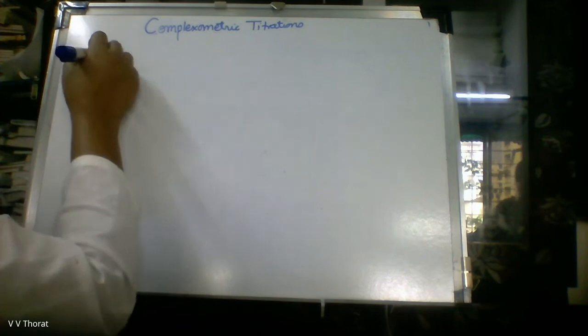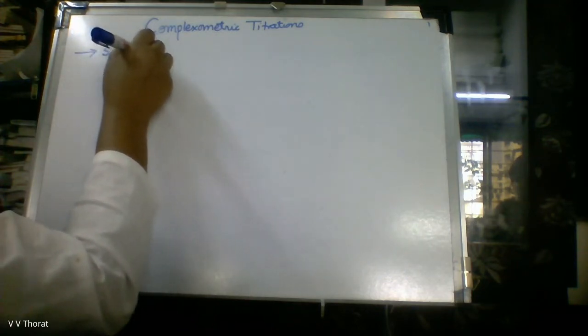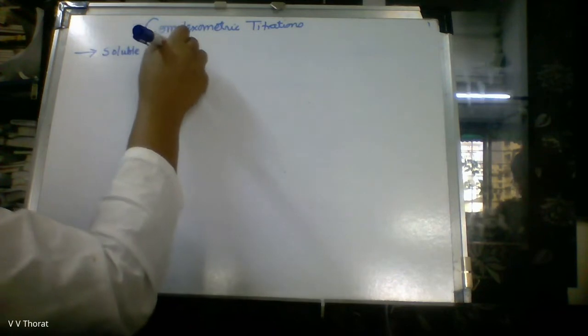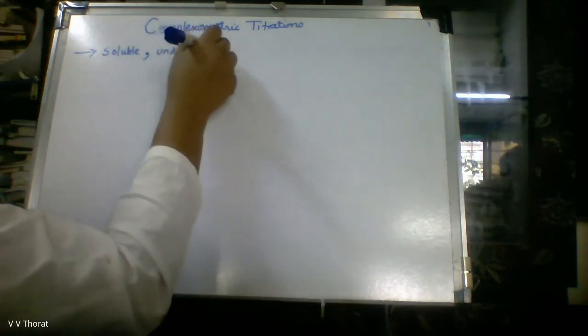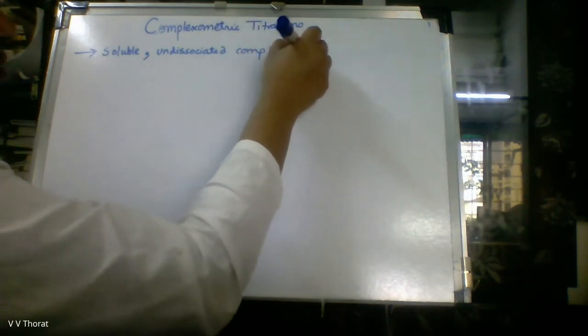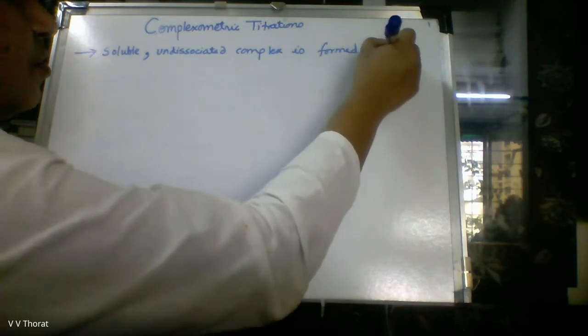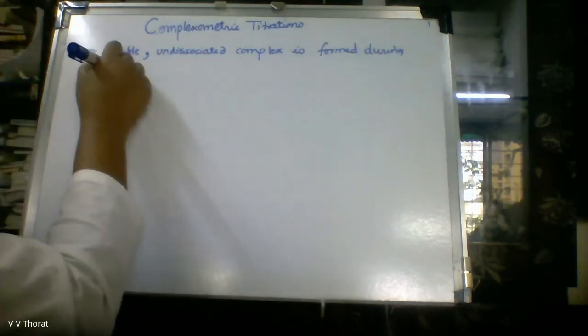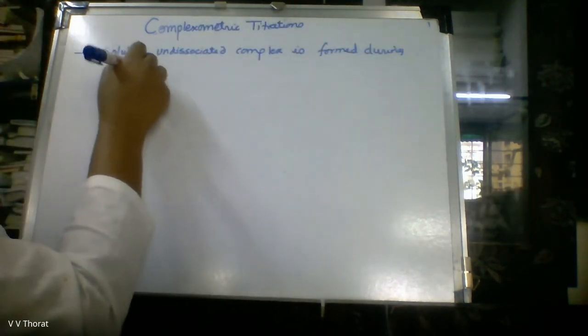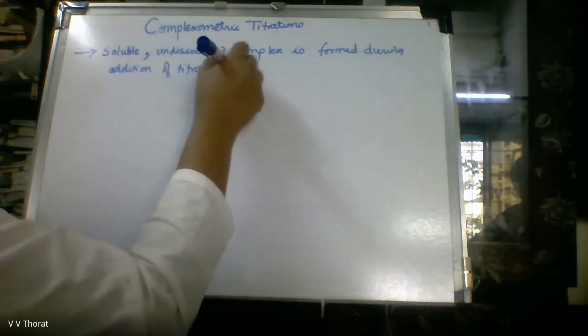So it is a titration in which a soluble, very important, soluble, undissociated complex is formed during addition of titrant to your metal ion solution.